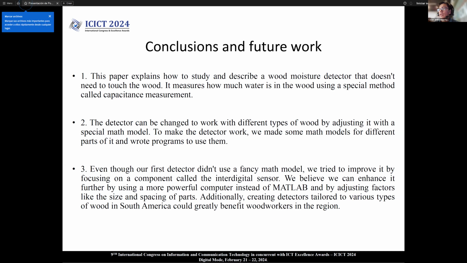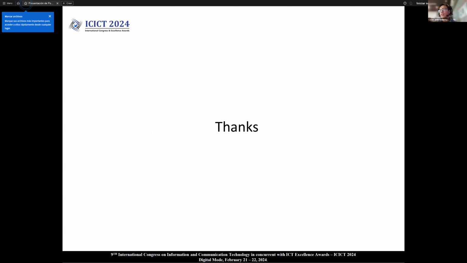We believe we can enhance it further by using a more powerful computer instead of MATLAB, and by adjusting factors like the size and spacing of parts of the sensor. So I think that's all. Thank you.